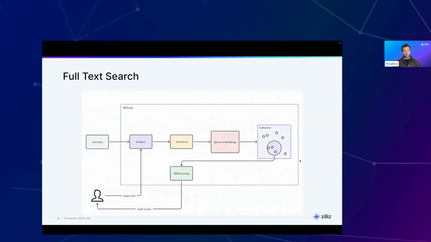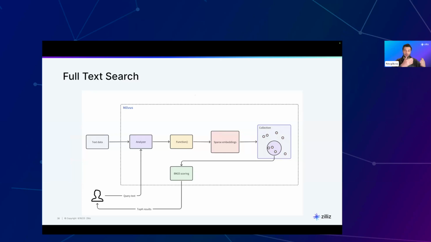And for full text search, basically that's what it's going to look like. Milvus, as I've been talking about before, takes care of the rest. You just have your text data that you put directly into Milvus. Then we put it through our analyzer. Then we have some different functions that can be called. And then we carry the sparse embeddings, and everything is stored in the collection. And then we're going to have this BM25 scoring.